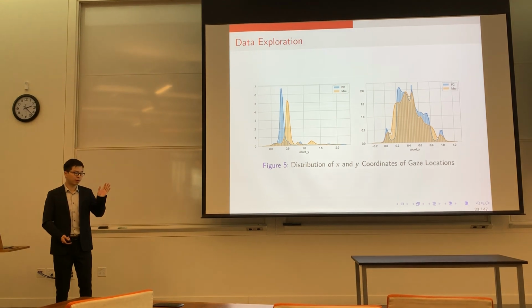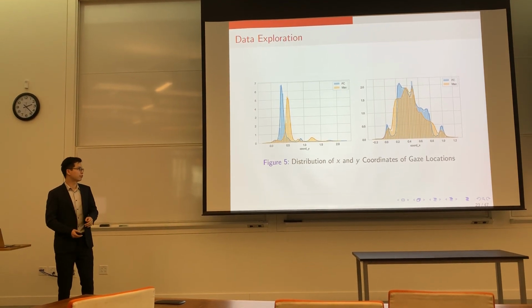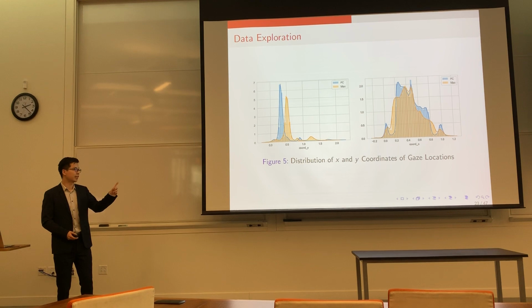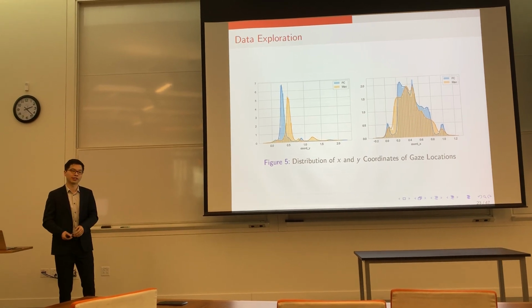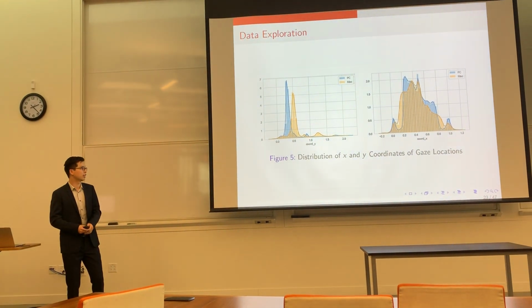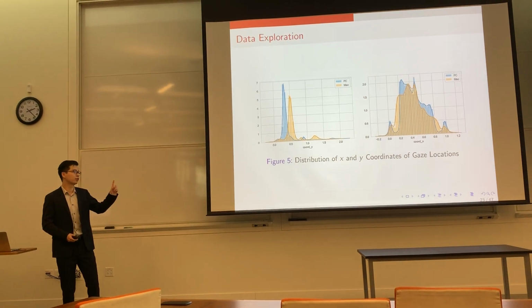And then I put that plot in a normalized space. As you can see, the distribution of y coordinates and x coordinates for the two groups are also very different. And the differences are especially conspicuous in the y direction.